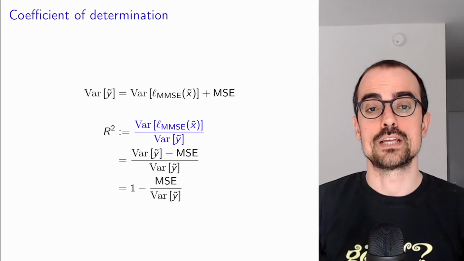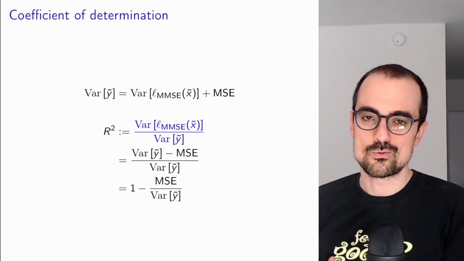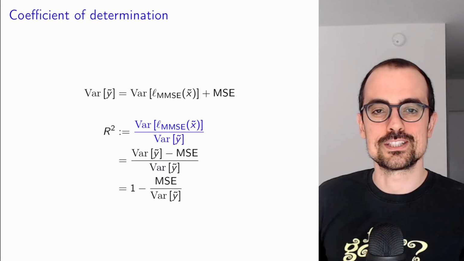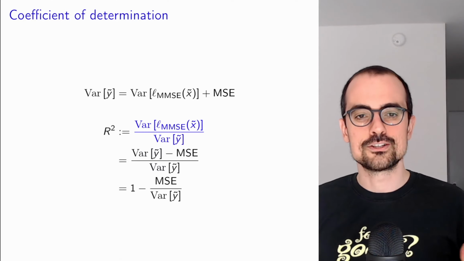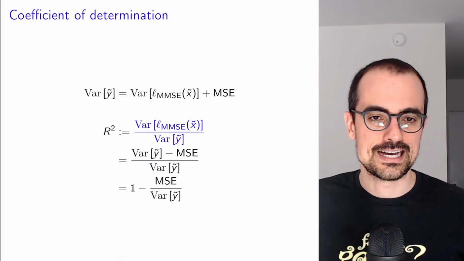It's a generalization of the coefficient of determination, which in the case of one variable is super easy. You just take the correlation coefficient and you square it. With multiple variables, you have to work a little bit harder and use this formula.